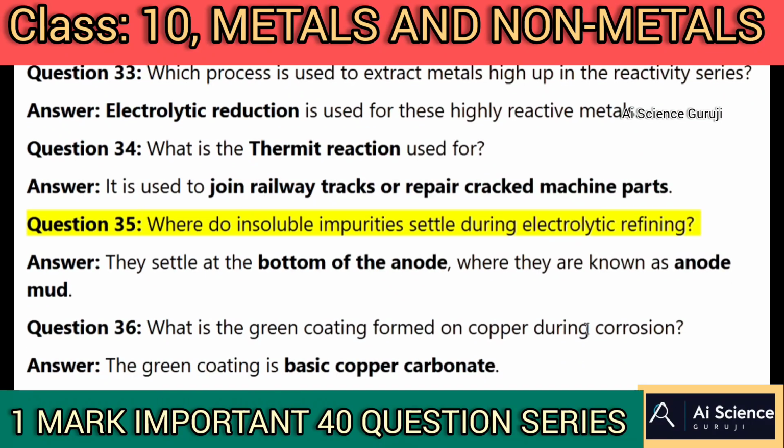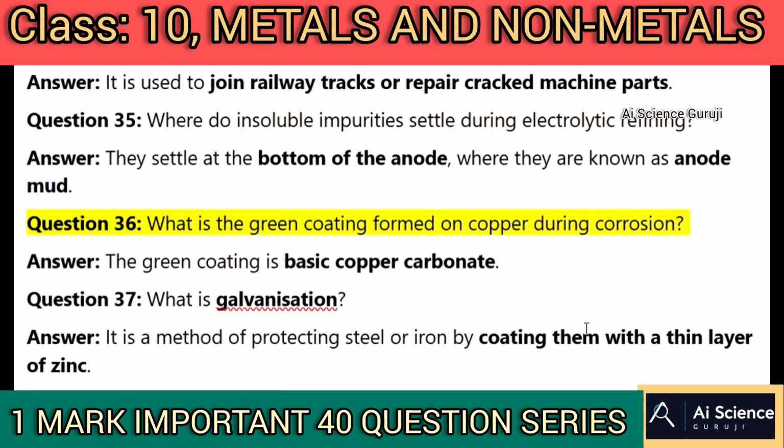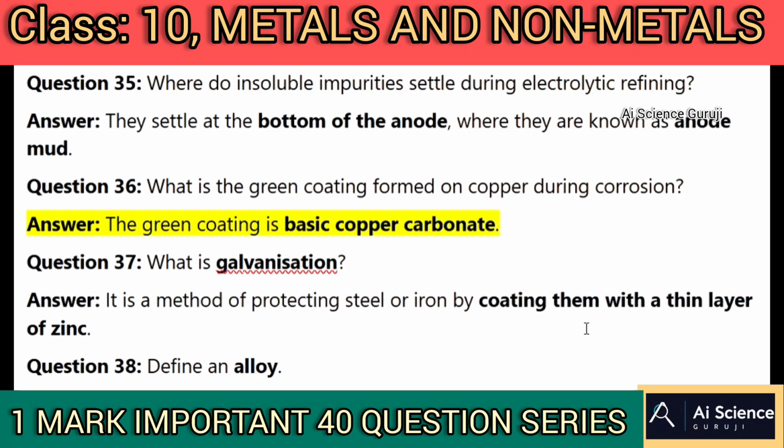Question 35. Where do insoluble impurities settle during electrolytic refining? Answer. They settle at the bottom of the anode, where they are known as anode mud. Question 36. What is the green coating formed on copper during corrosion? Answer. The green coating is basic copper carbonate.